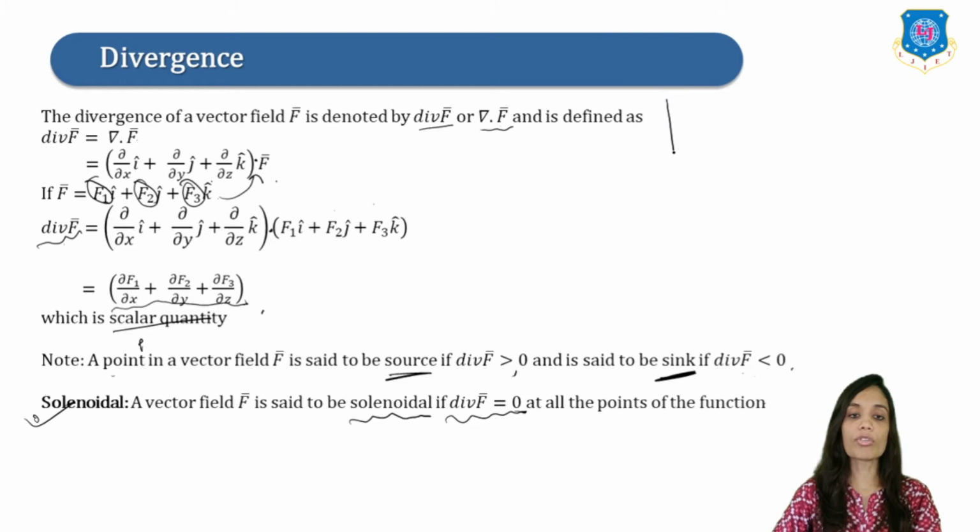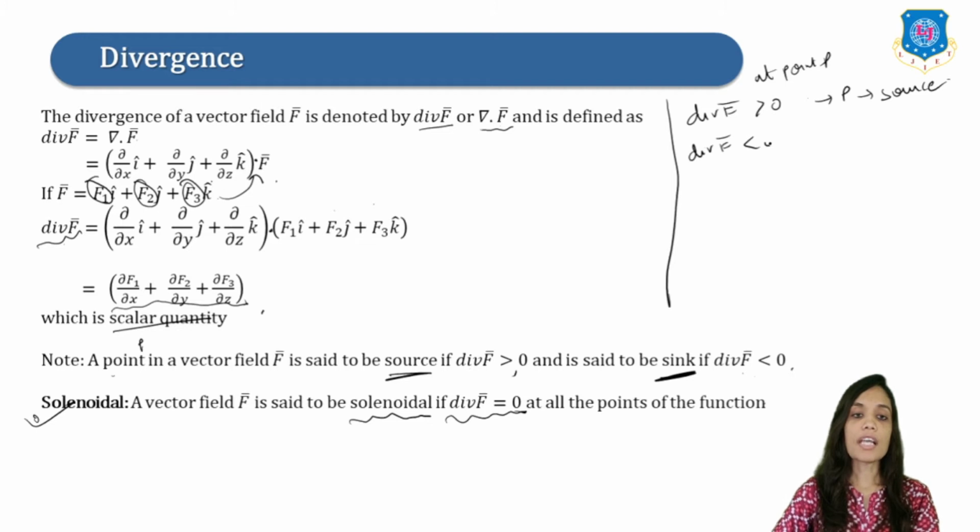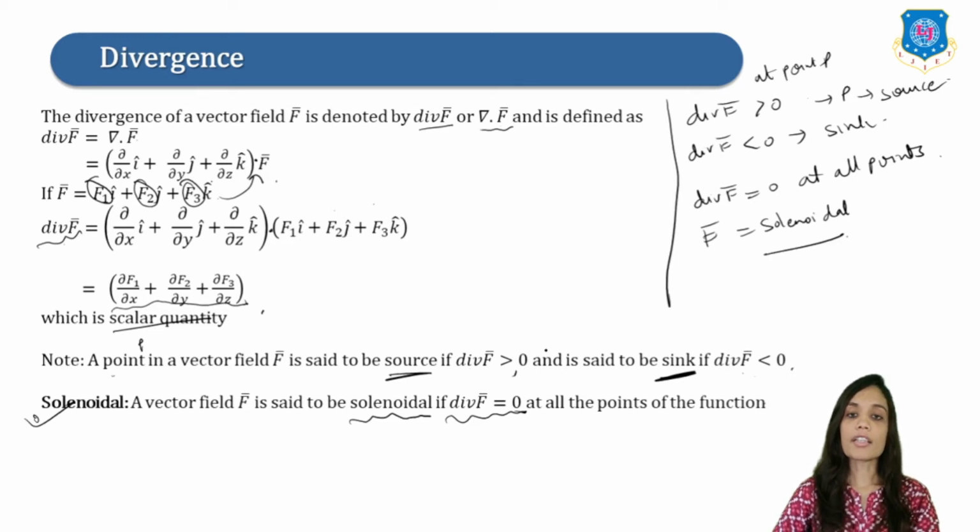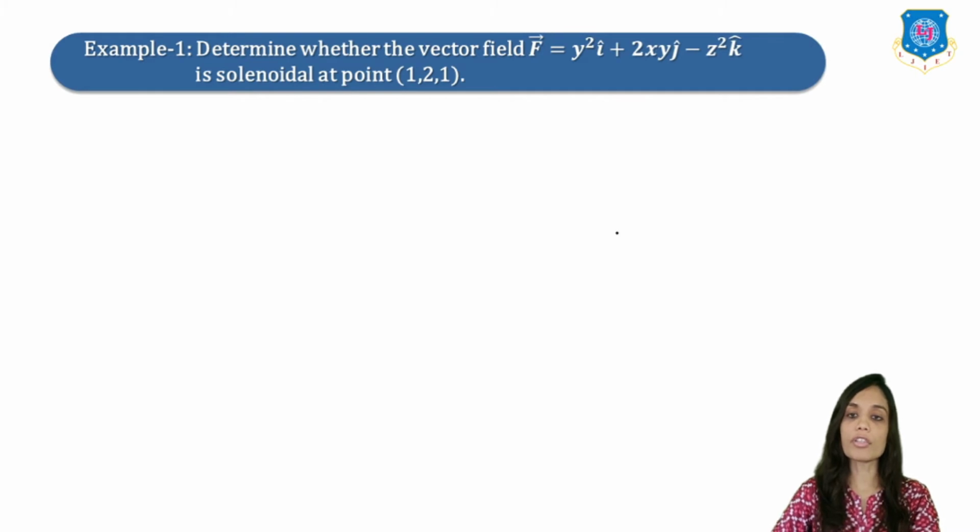So here we have studied three things. If divergence of f bar is greater than 0 at point P, then this P is known as a source. If divergence of f bar is less than 0, then it is known as a sink. Now, if divergence of f bar is equal to 0 at all points, then f bar is what? Solenoidal vector field. Okay.